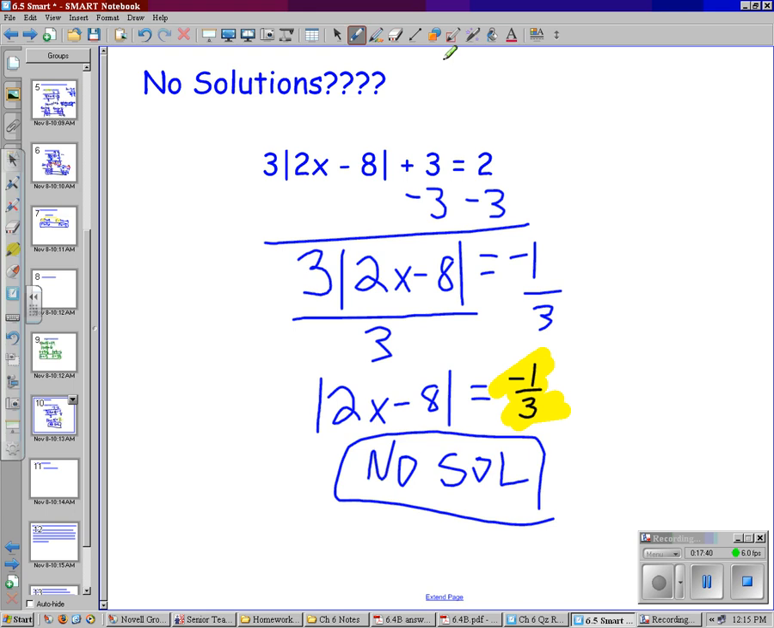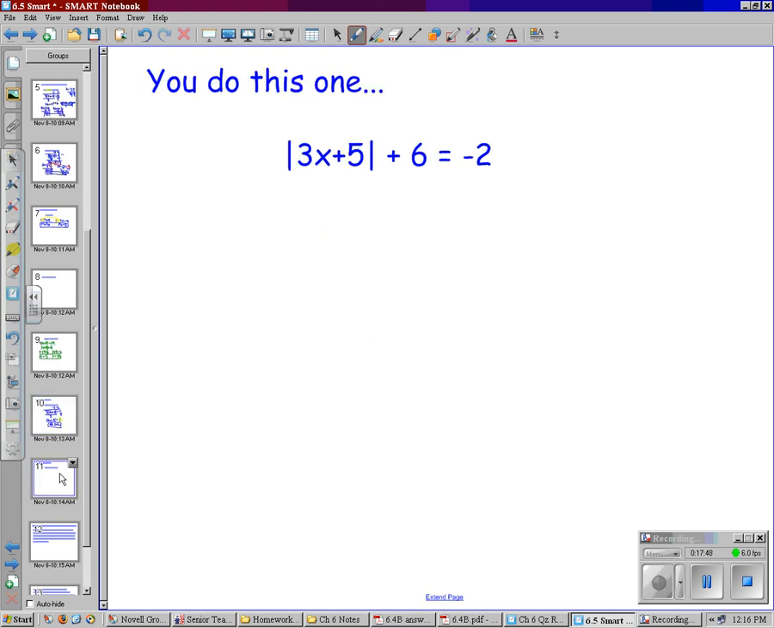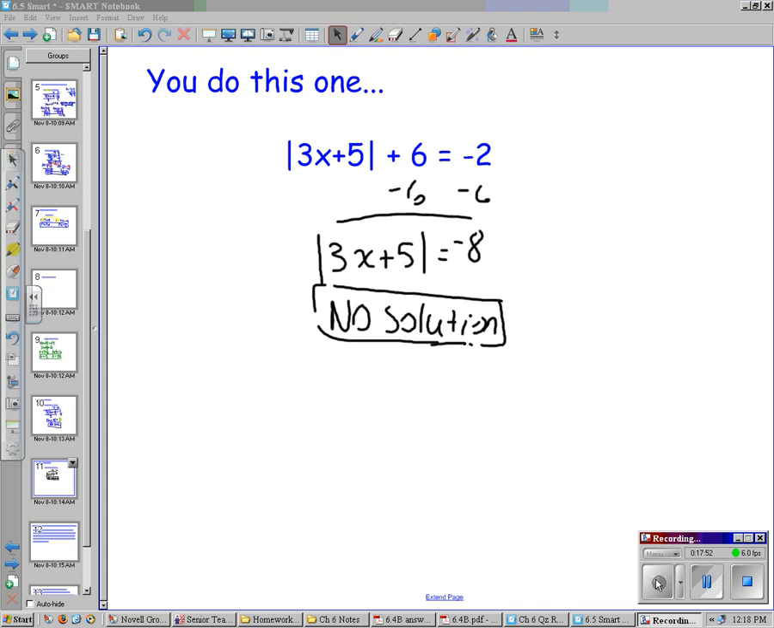Questions there? Pretty easy concept, right? Absolute value of something is a negative. Hold it. Not true. Okay. You do this one, please. We have the absolute value of 3x plus 5 equals -8. That's where everybody stops. No solution at that point.